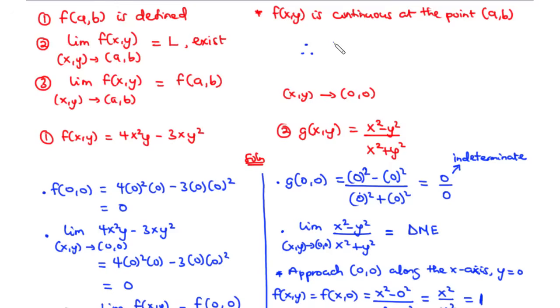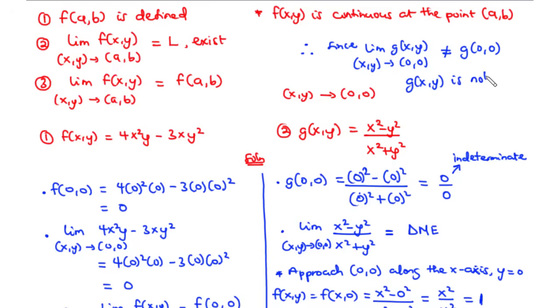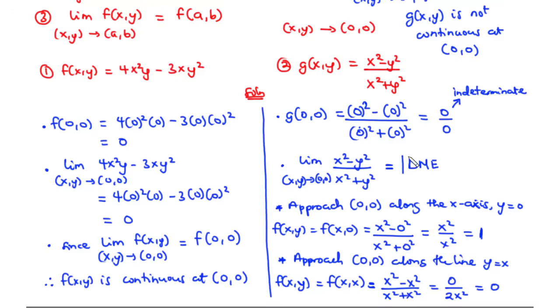Therefore, since the limit of the function g of xy as xy approaches 0, 0 is not equal to the value of the function at the point 0, 0, we say that g of xy is not continuous at the point 0, 0. This function g of xy is not continuous at the point 0, 0. Now this is going to be useful to us in the next example. The limit of this function does not exist because we have two different limit values when we took two different directions approaching the point 0, 0.